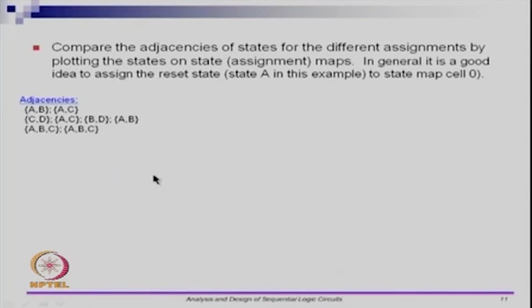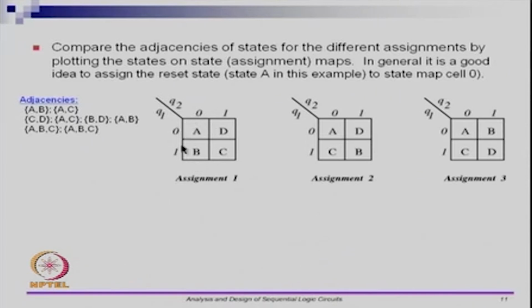Since these are 4 states, you first draw a 2 variable K map. A 2 variable K map will have 2 flip flops Q2 and Q1, and in that you mark 0, 1 and 0, 1. You start with one of them, you put A in one of these positions. What this guideline says is B and C should be adjacent to A. In this assignment you have A, and if you look at B, B is closer but C is not, whereas in this assignment C is closer but B is not. In the third assignment C is closer as well as B. So with respect to the first priority, this seems to take care of both, whereas these two do not.